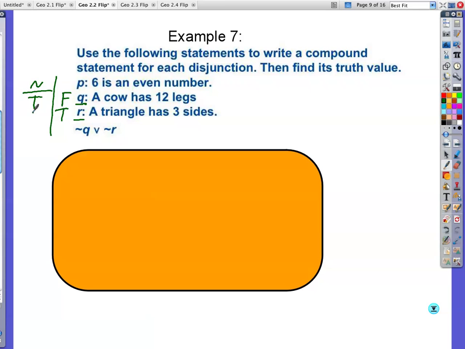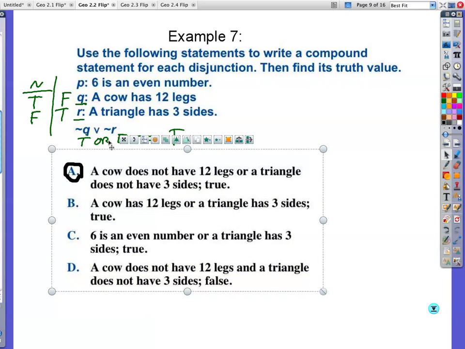So the truth of this then becomes false, because I would put the word not in that statement. So now I would say not Q would be true, or, and then I would say not R, which the true then goes to a false. So now I have a true or a false. The overall statement will then become true. Whoa! A cow does not have 12 legs, or a triangle does not have 3 sides. The overall statement is true.